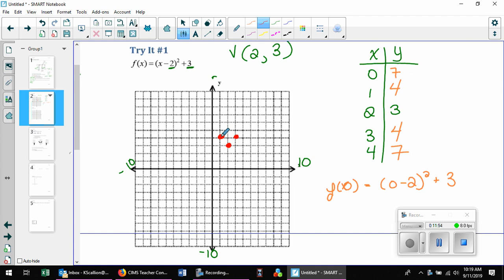The next one was I'm going to go 2 away from the vertex. So 1, 2. Again, I start at my vertex and go 2 squared up, which is 4. So 1, 2, 3, 4, which is here. I'm going to go 2 away from my vertex to the left: 1, 2, and then 4 up. 1, 2, 3, 4.